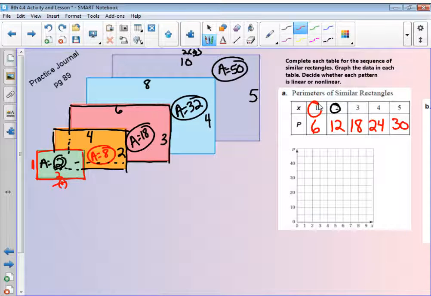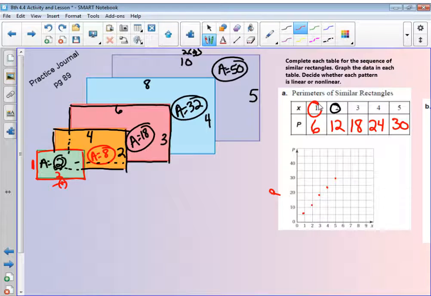So my X was 1. My P here, which was my perimeter, was 6. So over to 1, up to 6, approximately somewhere in there. It's not going to be perfect on my smart board. Sometimes it's slightly off. Okay, so my next one was, when X was 2, the P or the perimeter was 12. And when X was 3, my perimeter was 18. When X was 4, my perimeter was 24. And when X was 5, my perimeter was 30. So it looks like a pretty straight line.